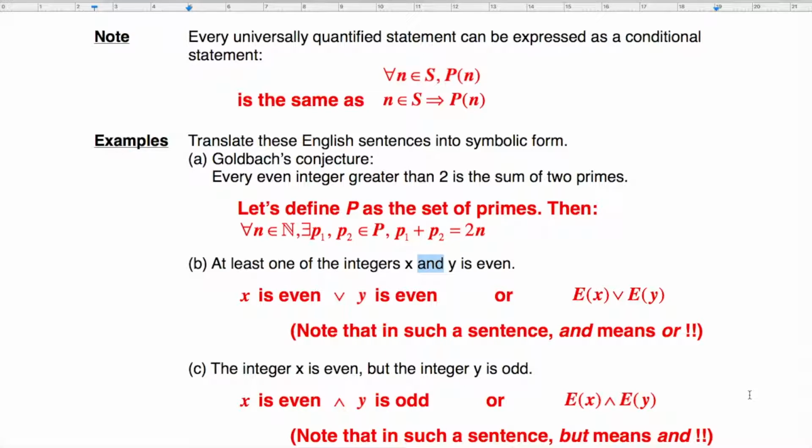C: the integer x is even, but the integer y is odd. So same case here, we have an English word that we should translate differently in logic. The word "but" here means "and". The integer x is even and the integer y is odd. So we can write it like that, or like this if we've defined e of x. So here "but" means "and".